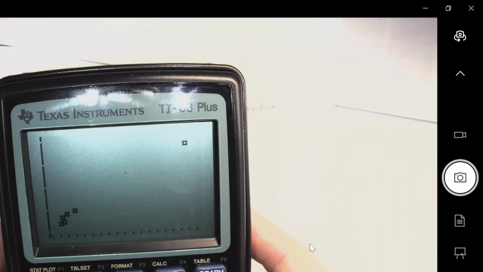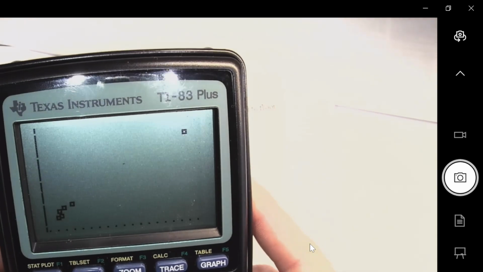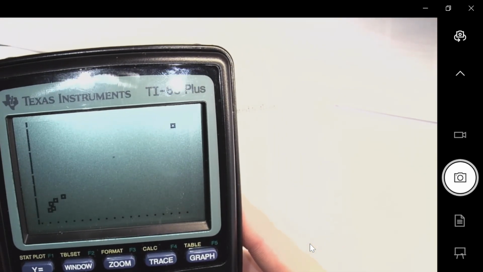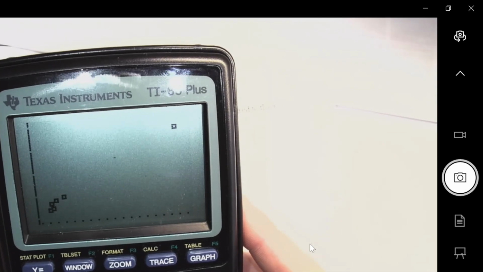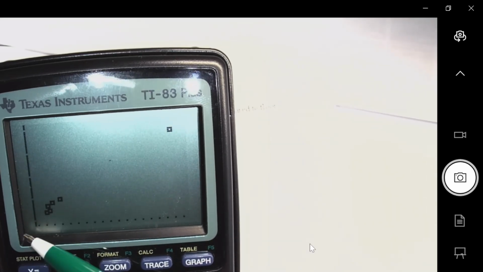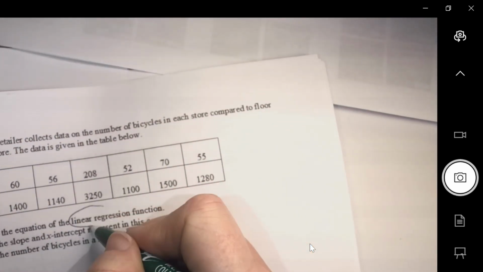Okay, if you looked at this, would you know what shape it is making? Is it making a line? Is it making a U? Is it making an N? Is it making a W? It's making a line, but it also tells me this. Linear regression. So it's making a line.